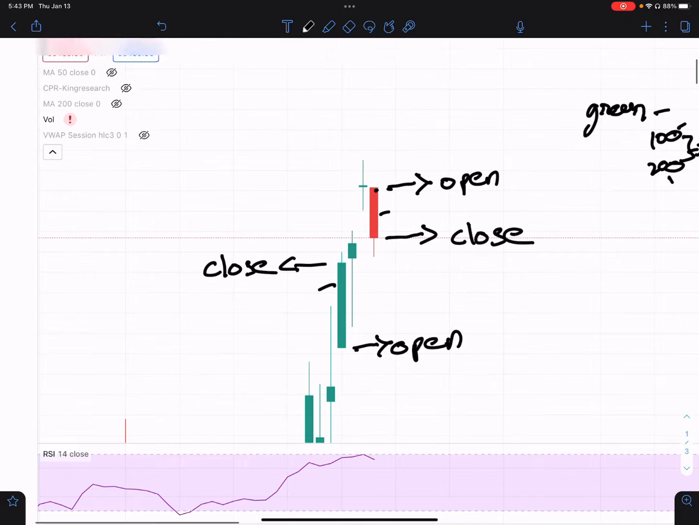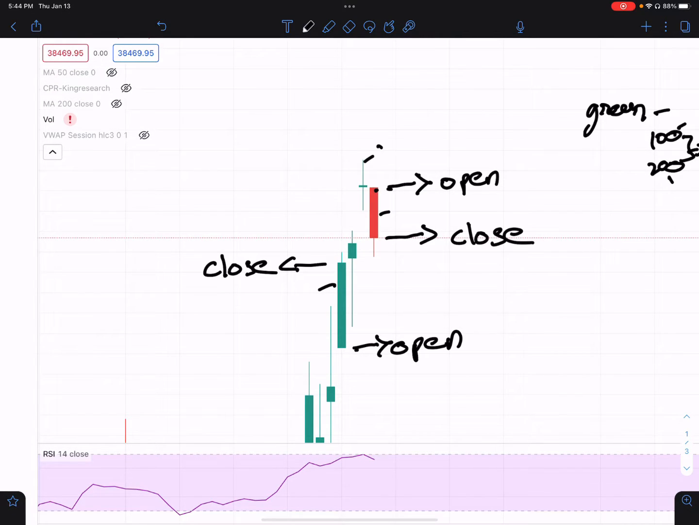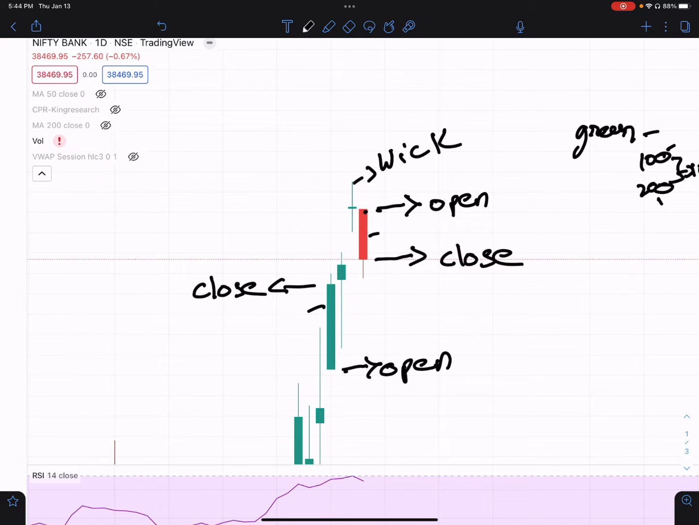You can see these lines, which we call wicks. These are known as wicks, the wick of a candle. The wick of a candle represents the price movement that happened during a day. Let's see over here, the stock has opened at point A, this is point A, this is point B, and this is point C.